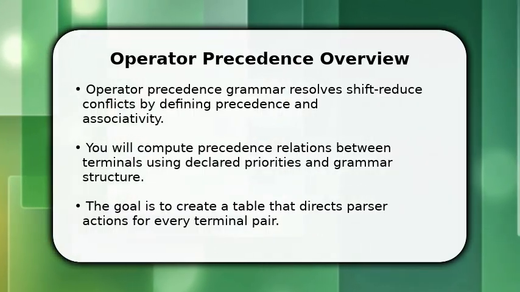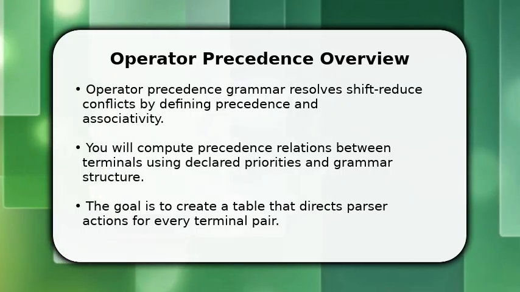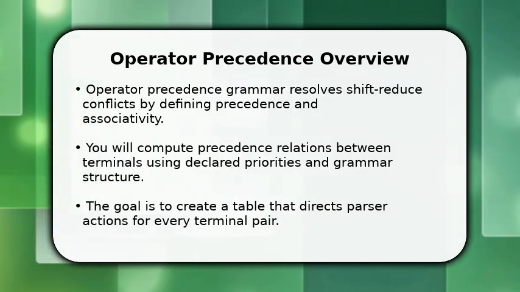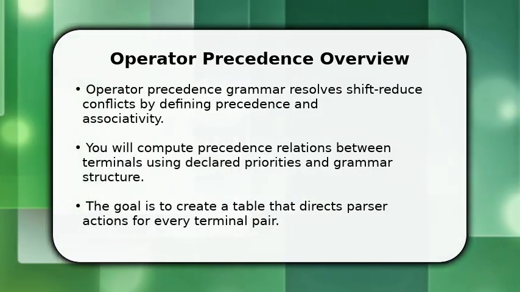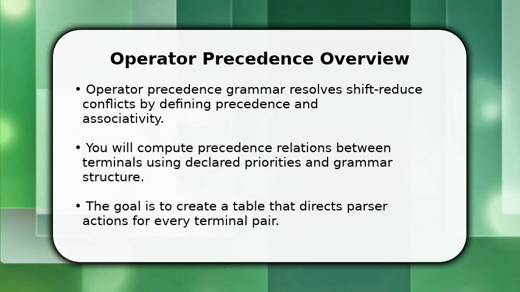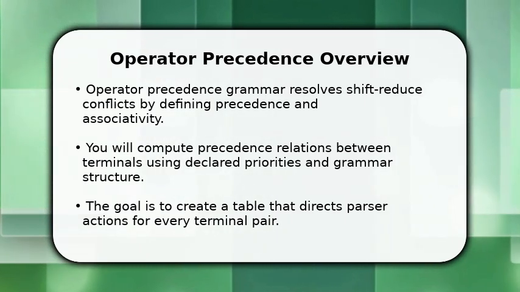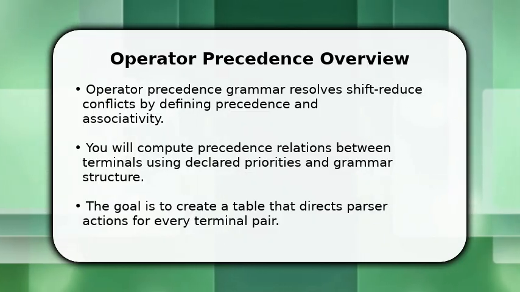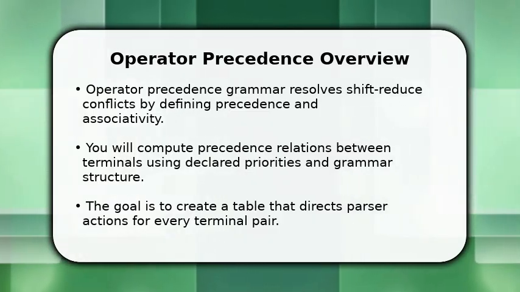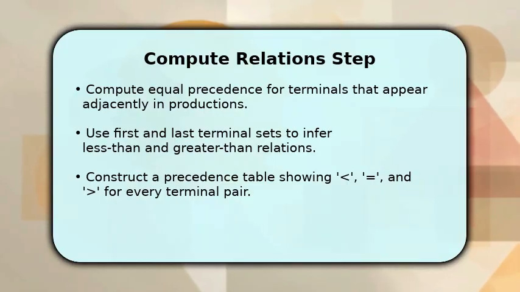Start by listing all terminals and marking precedence declarations for each operator pair. Then infer relations like less than, equal, or greater than between neighboring terminals in productions. The goal is to create a table that directs parser actions for every terminal pair, and compute equal precedence for terminals that appear adjacently in productions.